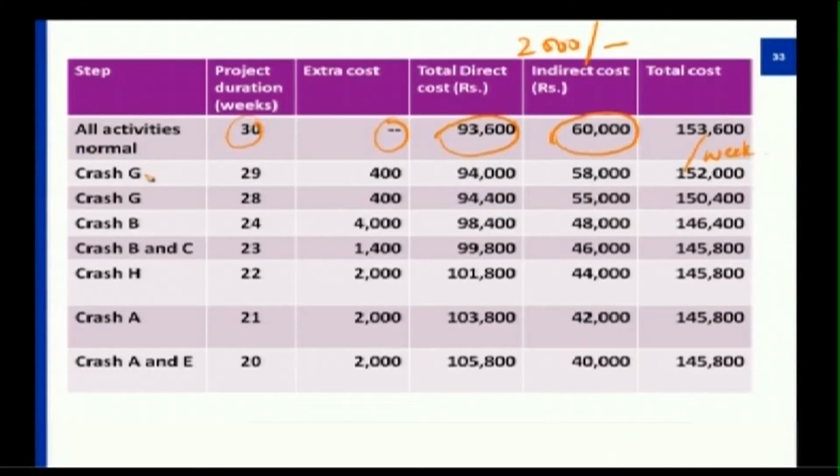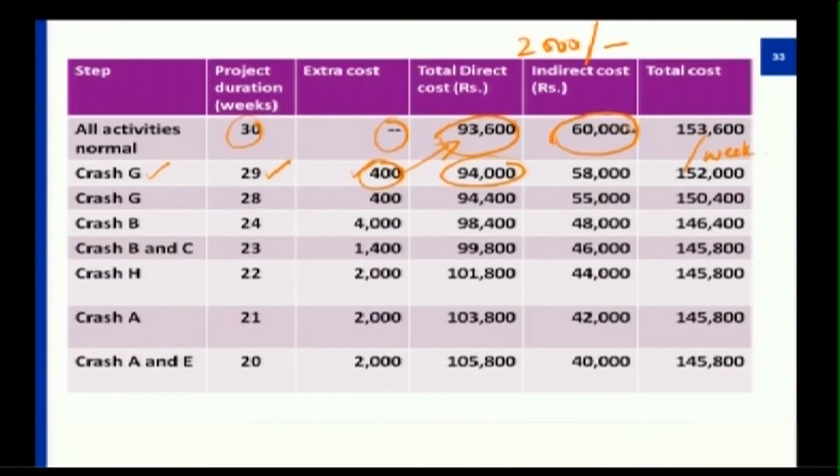Now after crashing G by a week, my duration got reduced by 1 week, that is 29 weeks, whereby the extra cost for reducing one more week would be 400 rupees. This would reflect in the total direct cost, so 400 should be included in the direct cost. So it becomes 93,600 plus 400, which will be 94,000.